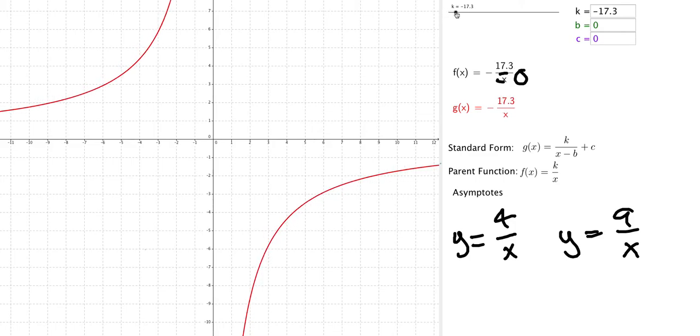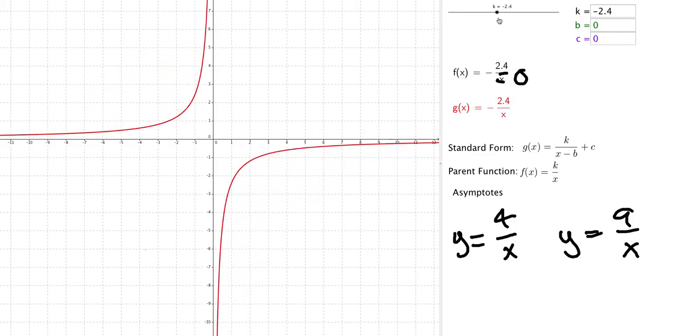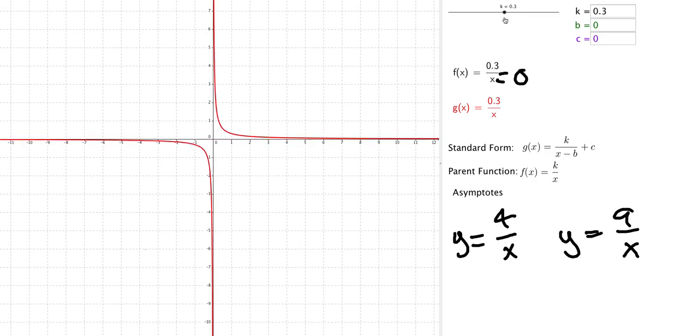The bigger the k value, the farther from the origin you are. The smaller the k value, when you're at 0.1, you're very close to the origin. You're not quite there, but you're very close.